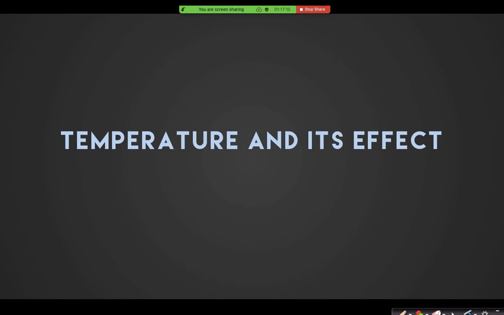And this is a very large chapter. Different subtopics are there. So the first subtopic is temperature and its effect. Next we'll talk about calorimetry. Next we'll talk about heat transfer, and then kinetic theory of gases, and last we'll talk about thermodynamics, right? So all these subtopics are included in this heat and thermodynamics chapter.